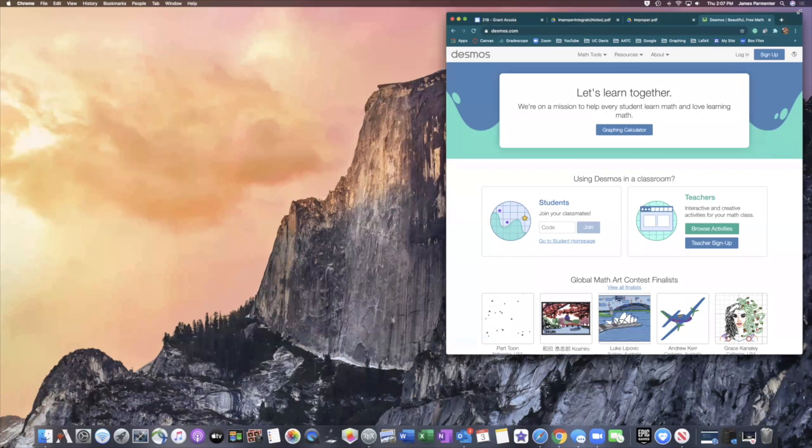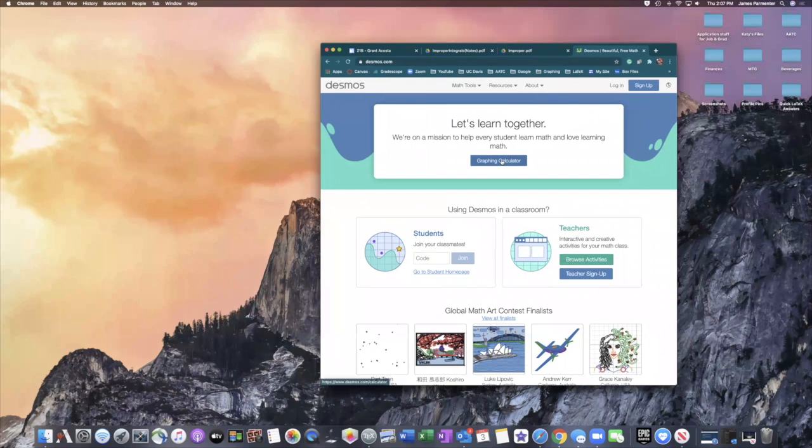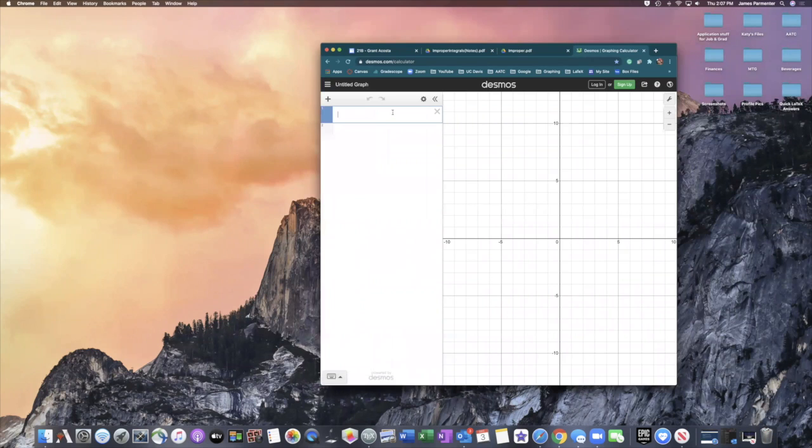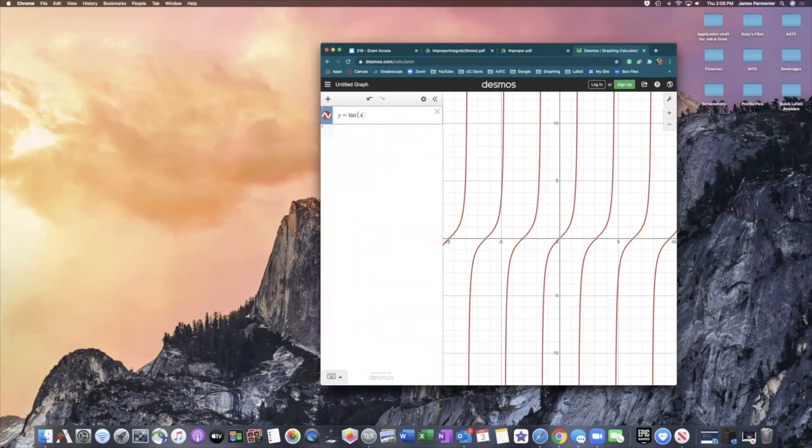Give me the graphing calculator. Okay, so here's tangent. And I'm also going to give it away. Why not?